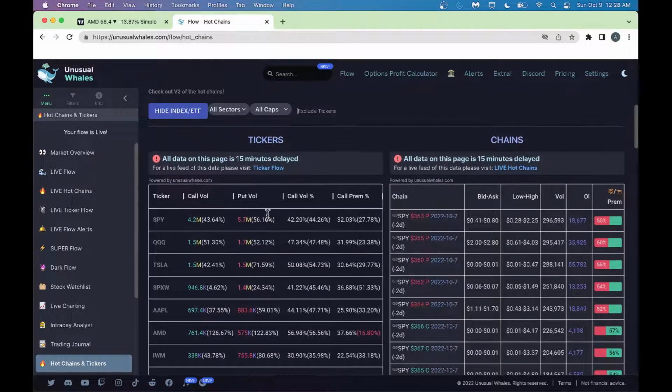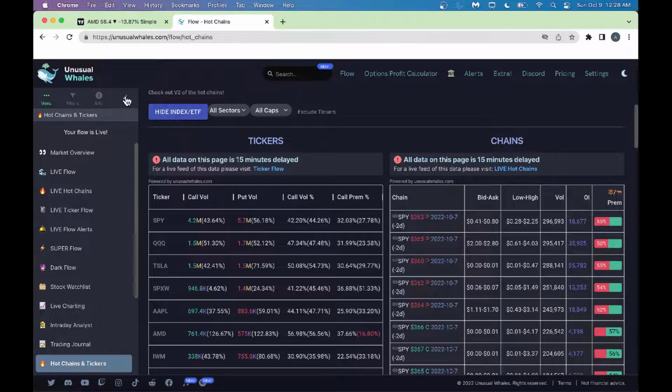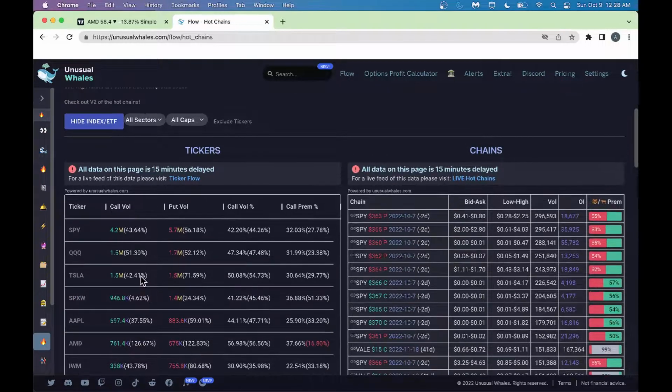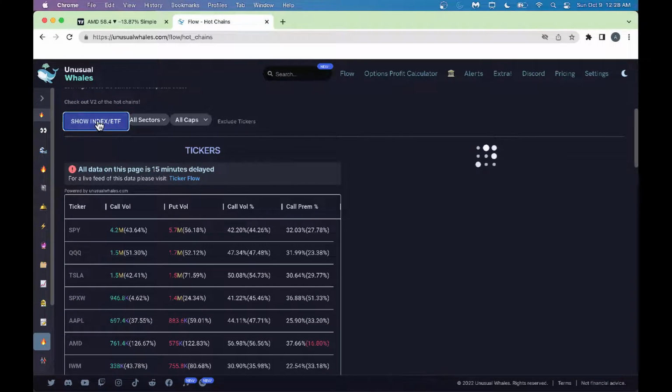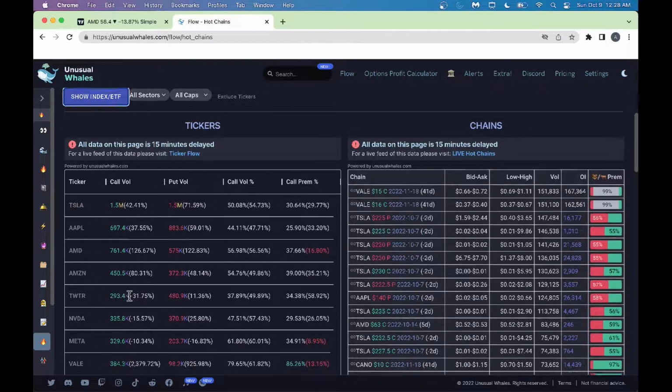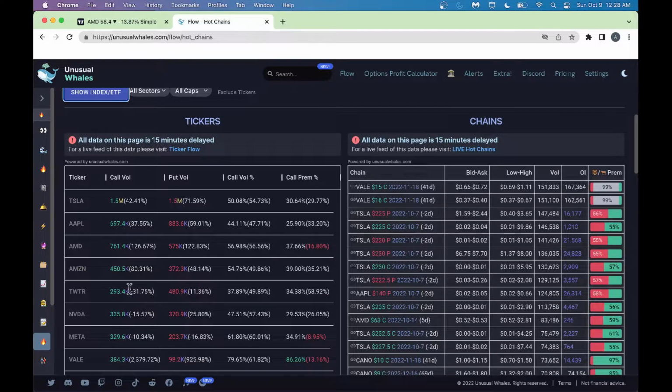It tells you, this is a very good tool. Let's collapse this here. For example, right now we got many of these ETFs and Tesla, and so forth here. You can click on hide ETF. Now ETFs are gone. Look, we got all this Tesla and so on and so forth here. It tells you what's going on. Tesla, what's call volume, what's put volume, and then you got hot chains here.